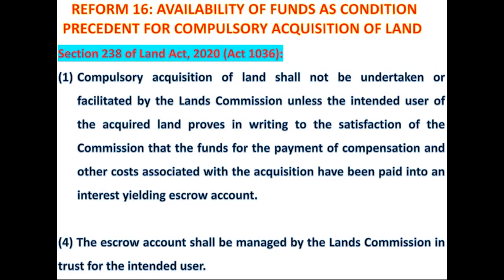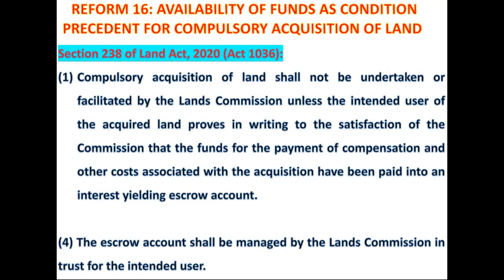Compulsory acquisition of land shall not be undertaken or facilitated by the Lands Commission unless the intended user of the acquired land proves in writing to the satisfaction of the Commission that the funds for the payment of compensation and other costs associated with the acquisition have been paid into an interest-yielding escrow account. You see, if you want to acquire land, why should you come and acquire the land for a multi-million-dollar project when you don't have the money to compensate the people who own the land?